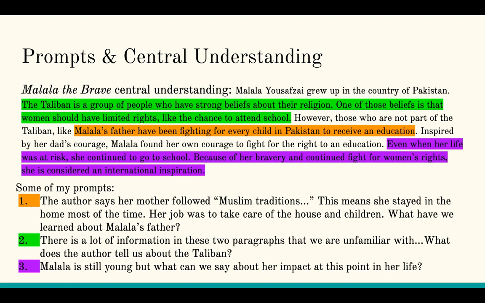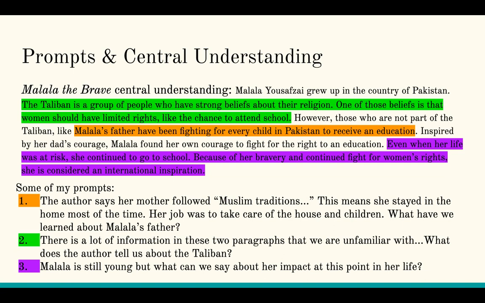And in my last example, I have this prompt towards the end of the text when I'm asking students, what can we say about her impact at this point in her life? And again, it's building on the part of my central understanding when I say that even though her life was at risk, she continued to go to school. And because of her bravery and continued fight for women's rights, she is considered an international inspiration.